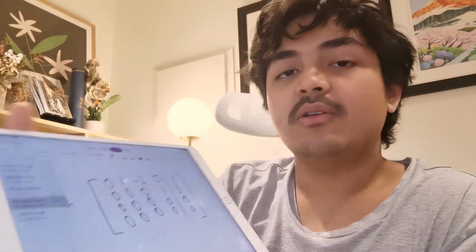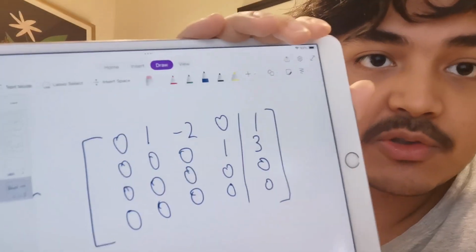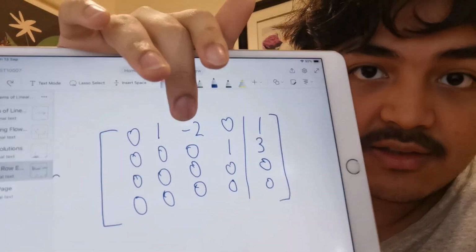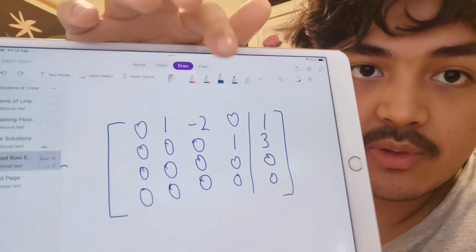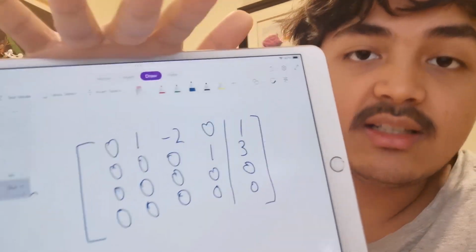Now, that only applies when there is a leading one. So you can have something like this, which is reduced row echelon form, where there is that -2, but there's no leading one below it or whatnot. So it technically is reduced row echelon form.